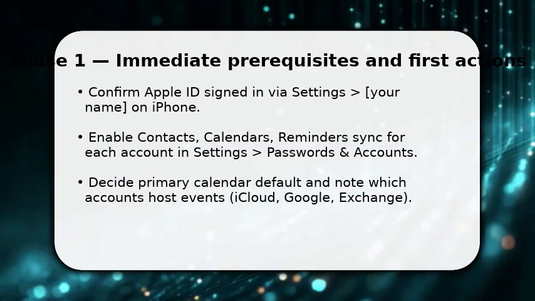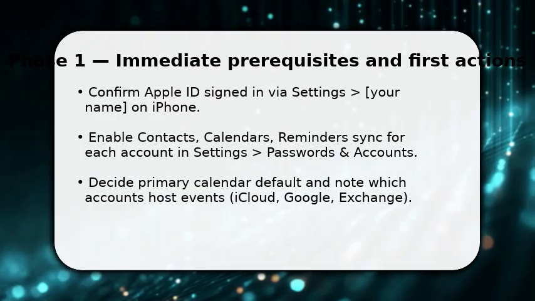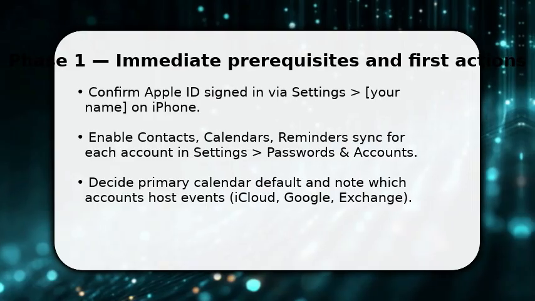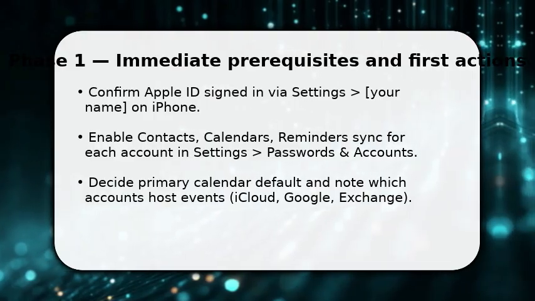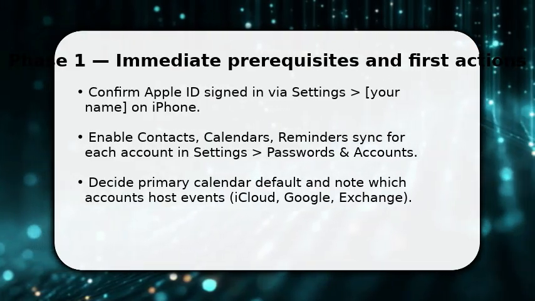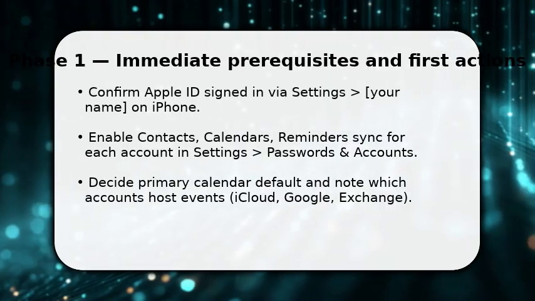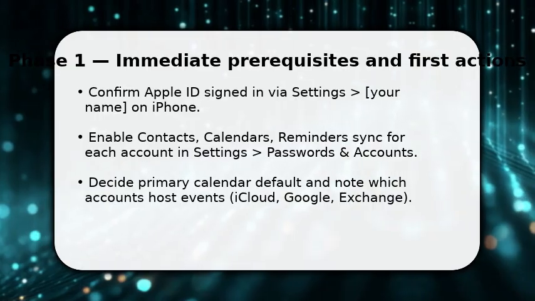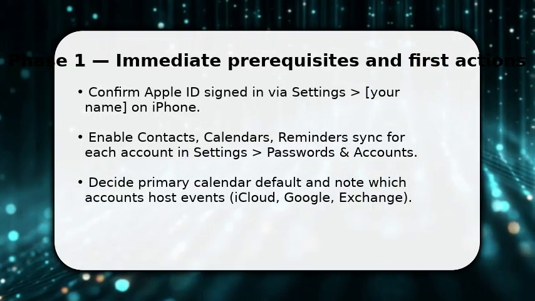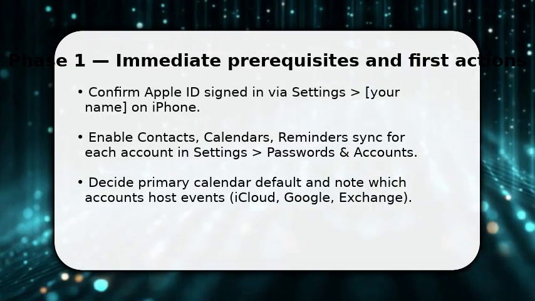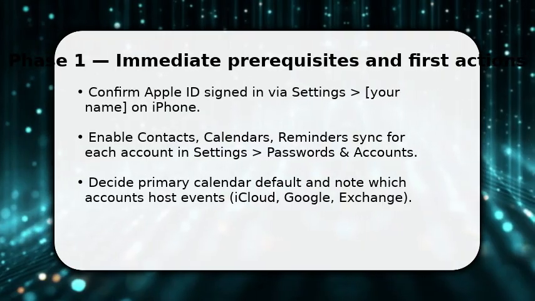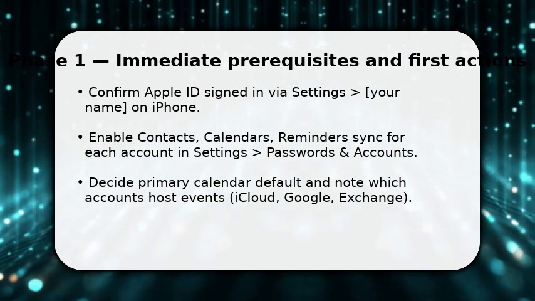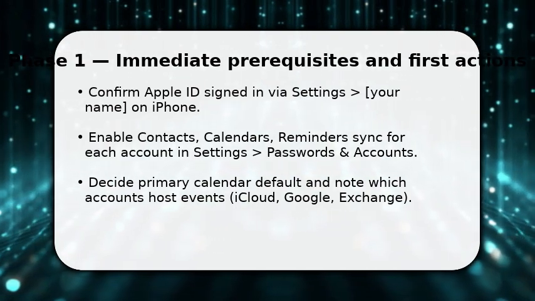You begin by verifying accounts and permissions so events flow correctly. Open Settings and confirm your Apple ID, then tap Passwords and Accounts to view linked services. Turn on calendars for iCloud, Google, or Exchange. This lets the phone pull events. Once done, choose a default calendar in Settings Calendar Default Calendar so new events land where you expect. Make sure Push or Fetch settings are appropriate for near real-time updates, because inconsistent polling causes missing entries.